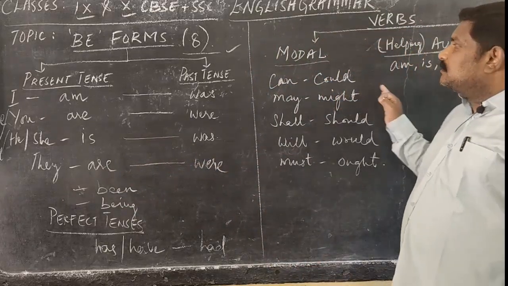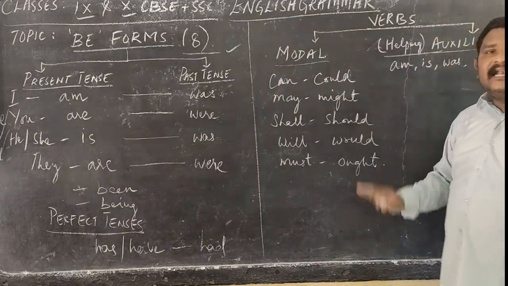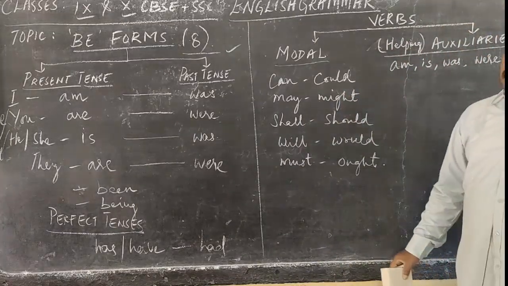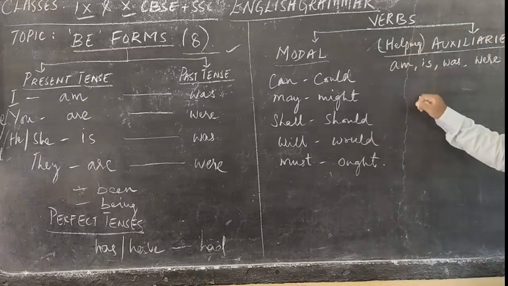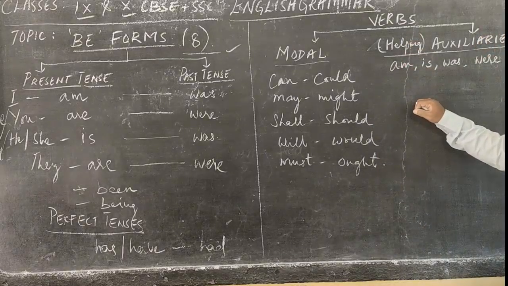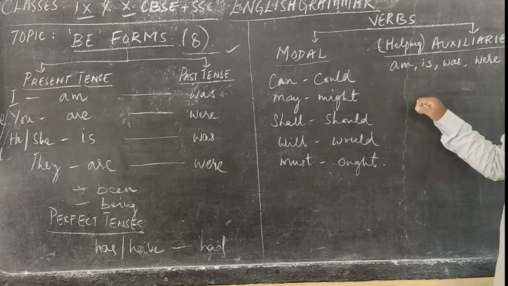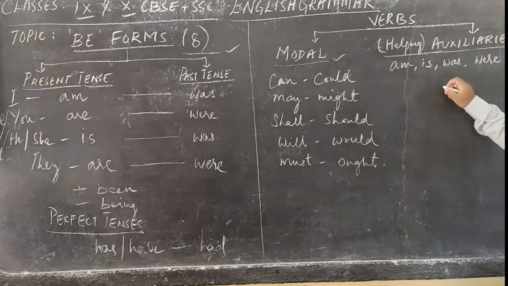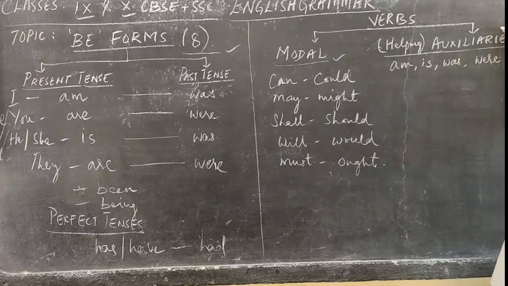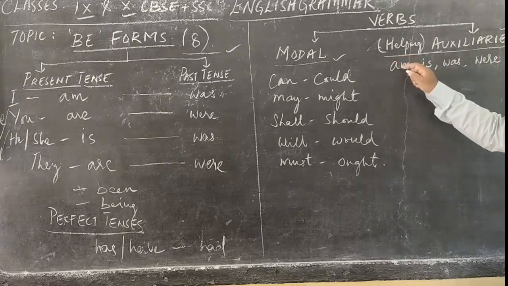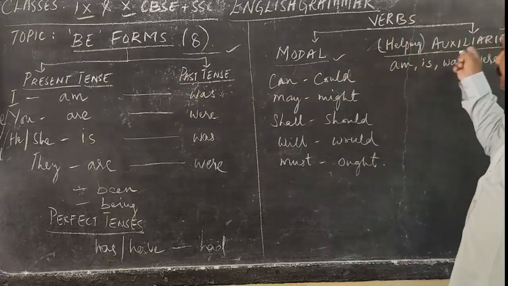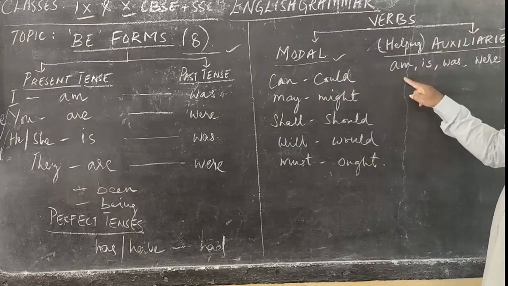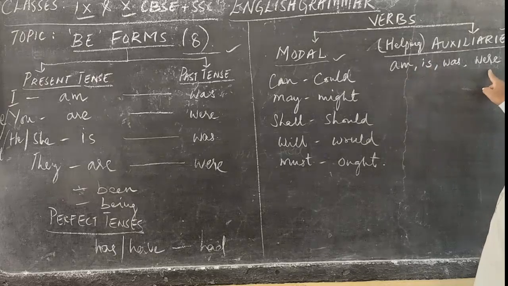Now, if you look at the other side of the board, there is another classification of verbs, dear students. This is also a very simple concept which you can easily understand. If you observe the board here, the verbs are further classified into two. They are called modal verbs and auxiliary verbs. Auxiliary verbs are helping verbs which are there already. Almost all those 8 forms are auxiliary verbs. Now what are they? Am, is, was, and were.